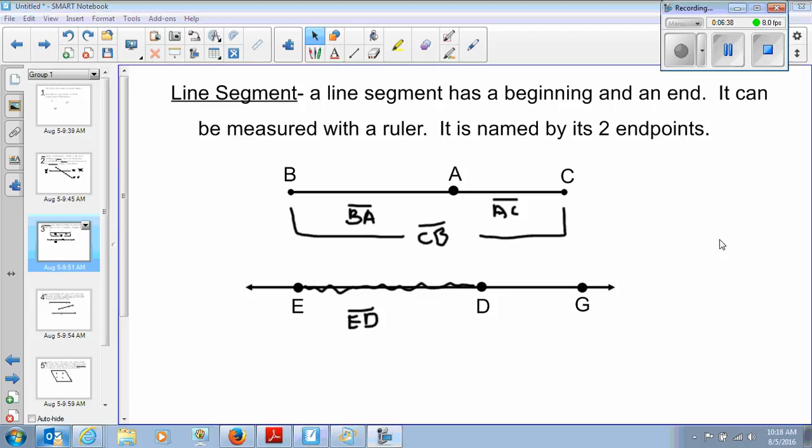So the big takeaway here is that we want to realize that lines go on forever, but line segments are just parts of lines that have a beginning and an end, and we can actually measure those things with a ruler or using the distance formula, which we'll get to later.